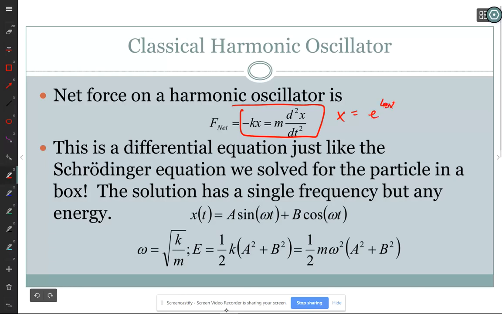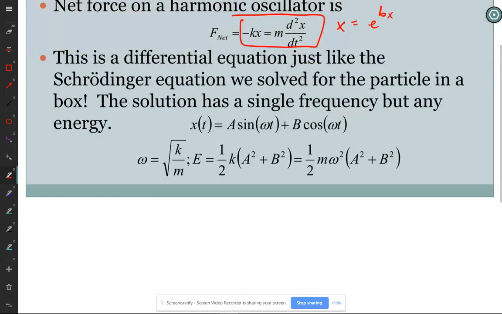You haven't had differential equations, but that's what we have. This type of differential equation has a solution of the form e to the bx. So that means if we take the second derivative of x with respect to time squared, we already did this, so we don't have to beat the horse. That's equal to b squared x. And so I get minus kx equals mb squared x.